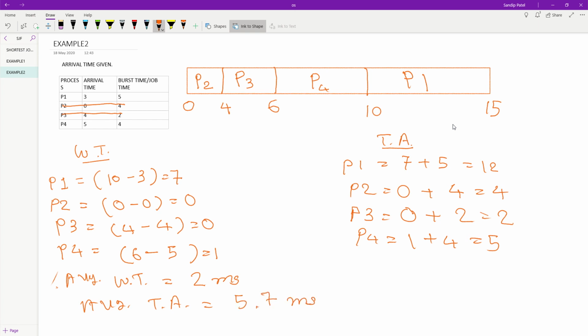So with this shortest job first algorithm, given the arrival times, we have completed this example. In the next lecture we will see the remaining algorithms after SJF, that is, shortest job first. Okay, thank you.